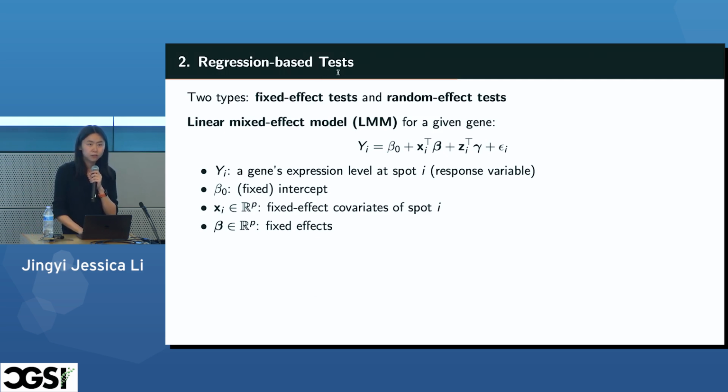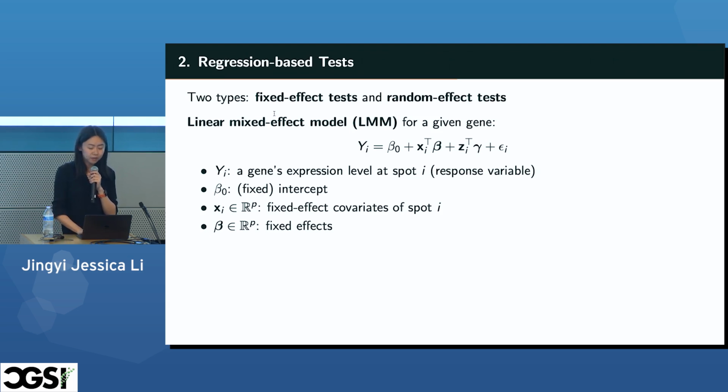Regression-based tests are the majority, especially the methods developed by people in statistics and biostatistics. So for this part, I will first do a review of the linear mixed effect model. Because I'm not sure how many of you have used this model before, I think it will be a good idea to start with a review.